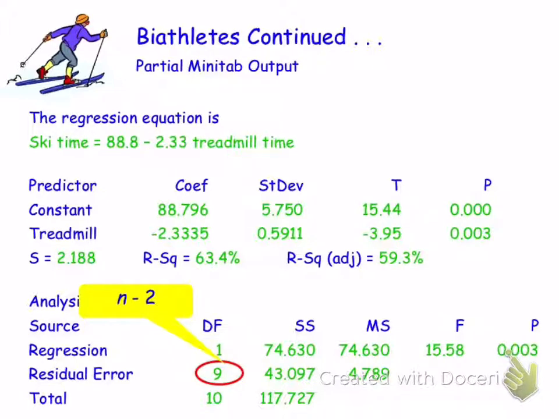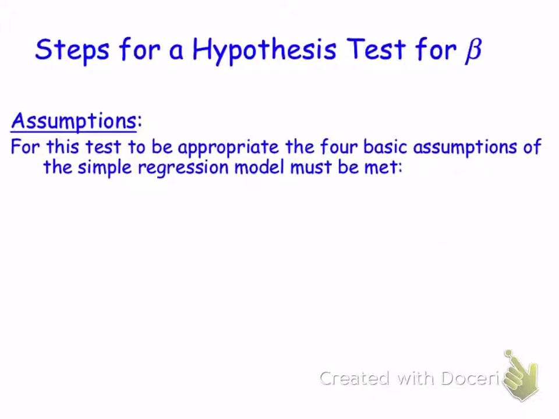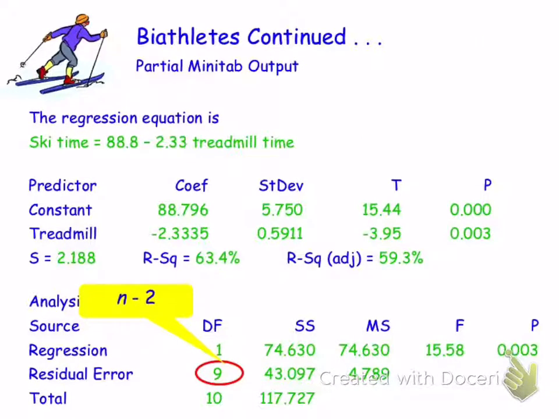So the number that is next to residual error is your degrees of freedom. It's the middle number. So circle the number 9. That is how many degrees of freedom I have. So 2 formulas, reading this computer output before we stop today. 2 formulas up here. We have a confidence interval formula.